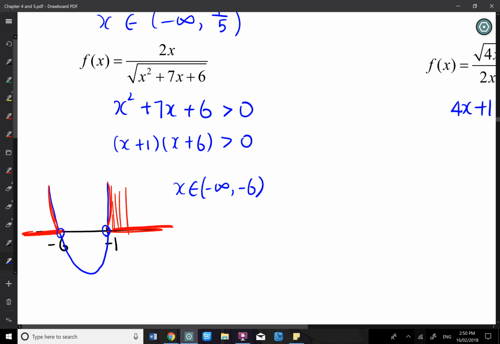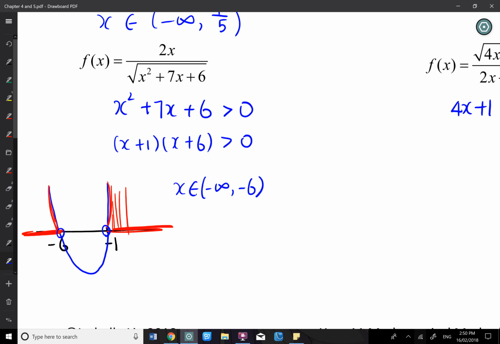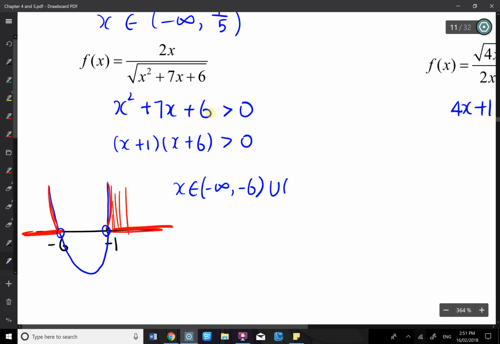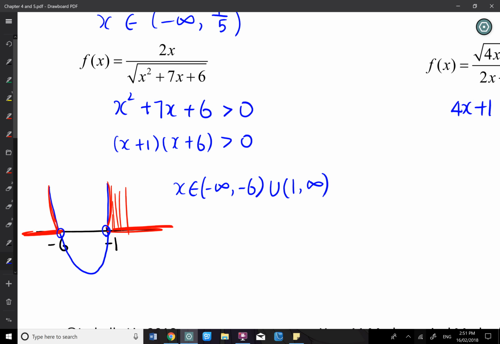You don't want 0. Negative 6 will give you 0. If you substitute negative 6 into that function, it will be 0. I don't want 0, so I'm not going to take the x-intercept. Union, I'm not going to take -1, but I want -1 onwards. So it's -1 to infinity. This is the really easy way to write it. Just write from here to here and stop, union from here to here.